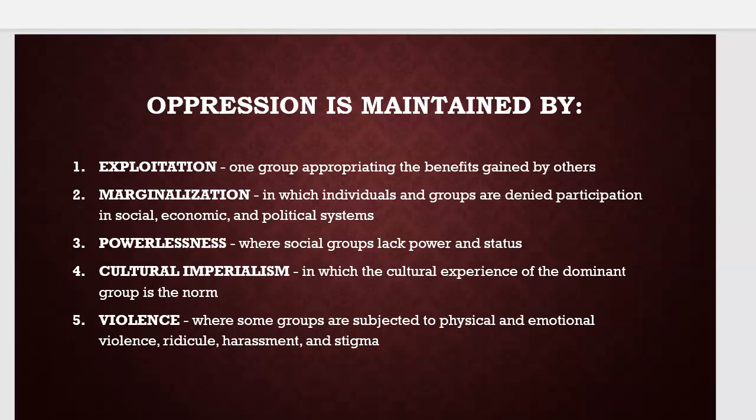The fourth is cultural imperialism, in which the culture of the dominant group is the norm and sets the standards by which others are measured against, by which other individuals and groups are compared, and often found that their differences are lacking and they're seen as less than or inferior. And the fifth is violence. And violence can be individual and it can be community violence. We've seen a lot of racialized violence. So this is where some groups are subjected to physical and emotional violence, ridicule, harassment, and stigma.